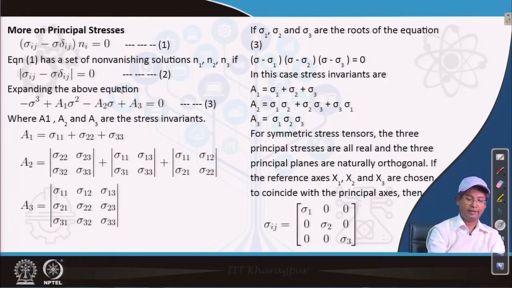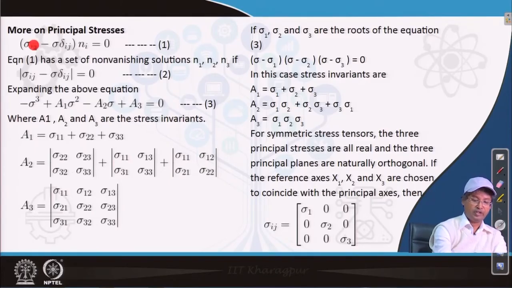And if we make that equal to 0 and write it in an expanded form, this matrix calculus I would suggest you please carry out. In some books it is available, in most of the books it is skipped, but I would suggest you once do it if you have some time. You will find these constants, and with respect to these constants we can easily express this equation as minus sigma cube plus A1 sigma square minus A2 sigma plus A3 is equal to 0. This has to be obtained where A1 is equal to sigma 1 1, sigma 2 2, sigma 3 3.